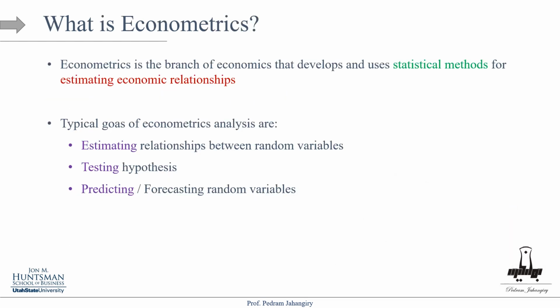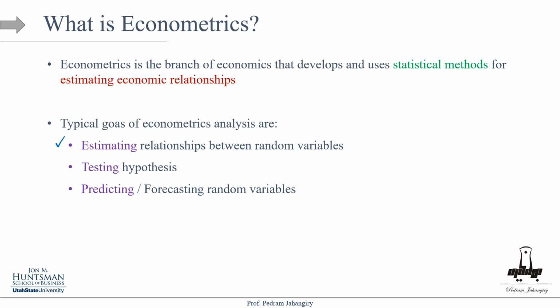What is econometrics? What is it exactly? Well, think of it as a detective toolkit in economics, where we use a bunch of statistical methods to dig deep and find out the whats and whys of economic relationships. And don't be fooled by the term economics. We can use econometrics to estimate relationships between any kind of random variables. Typically, the goal of econometric analysis is three things. First, we use it for estimating the relationship between random variables. It's like understanding how one thing affects another thing.